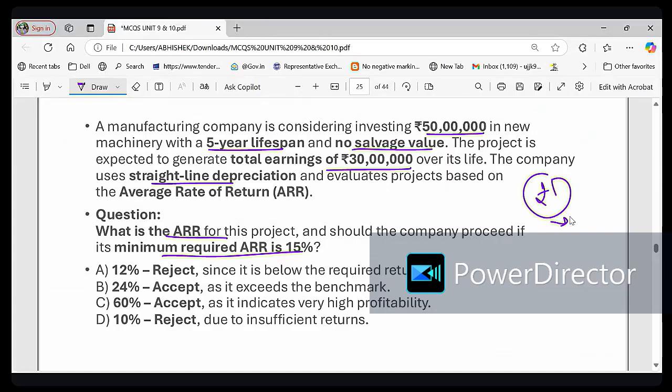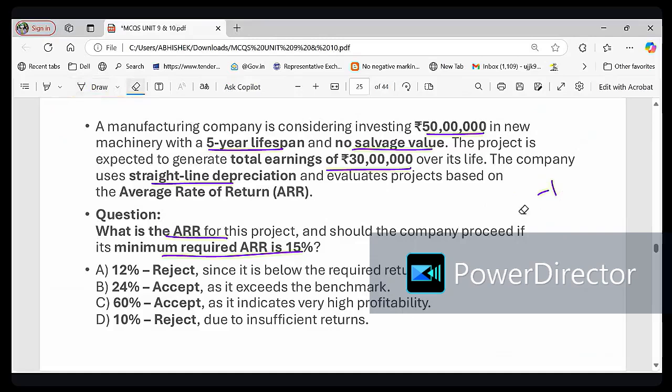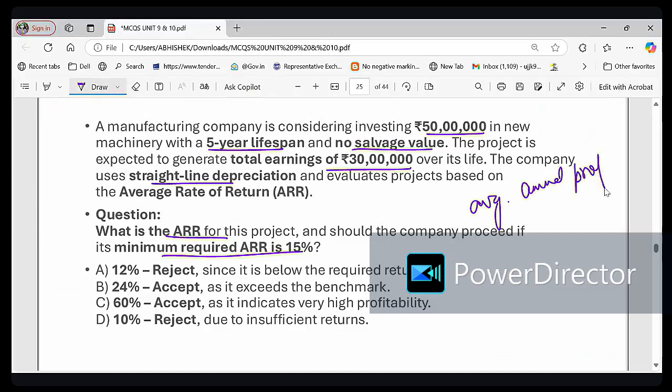Here nothing is mentioned about which version to use, so we will apply the simple version. So what is the formula for ARR? Can you calculate the ARR value? It is nothing but average annual profit in the numerator, divided by the initial investment, multiplied by 100.